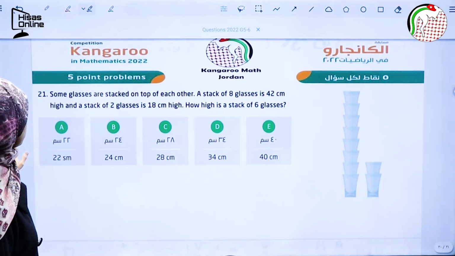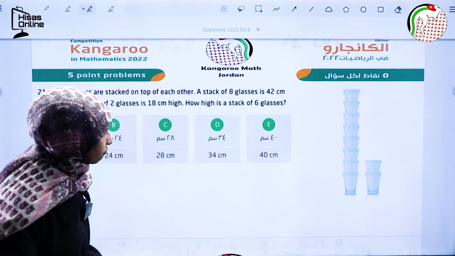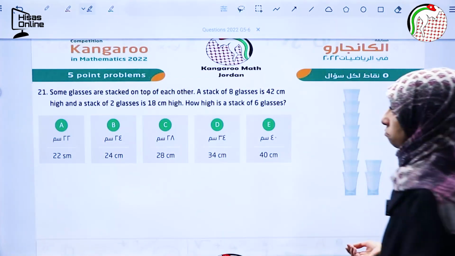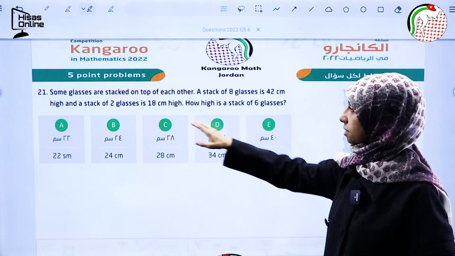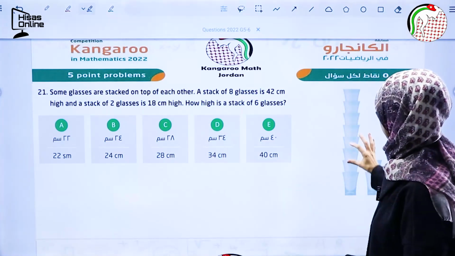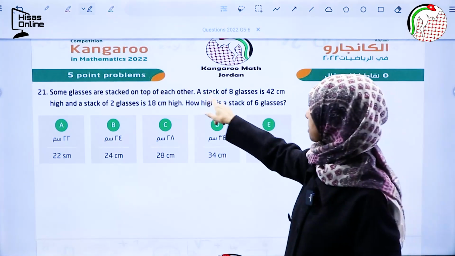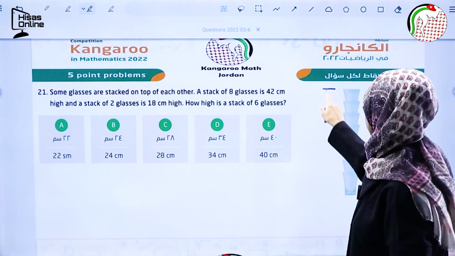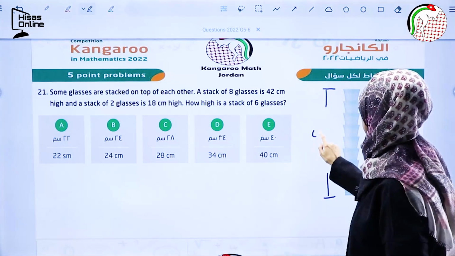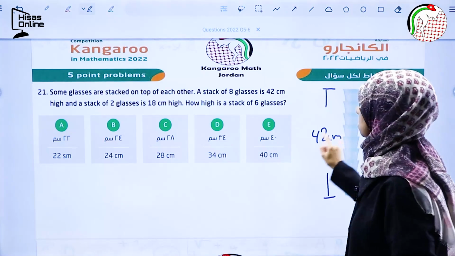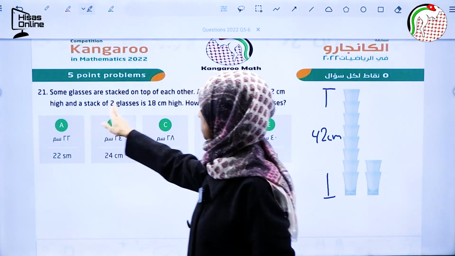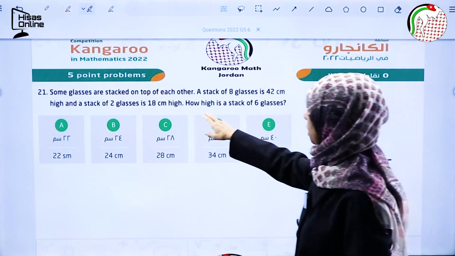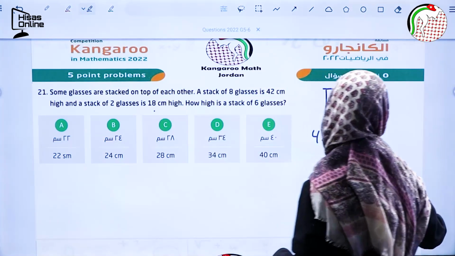And question 21. In question 21 here, we have some glasses stacked on top of each other. A stack of 8 glasses is 42 centimeters. And the stack of 2 glasses, as shown here, is 18 centimeters.